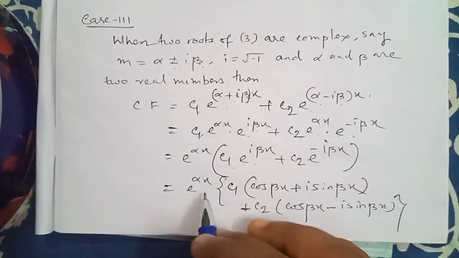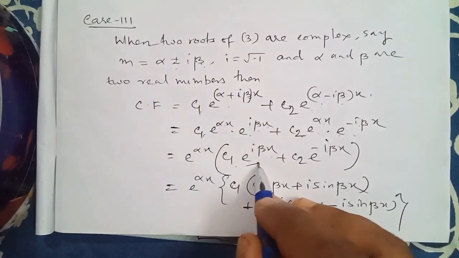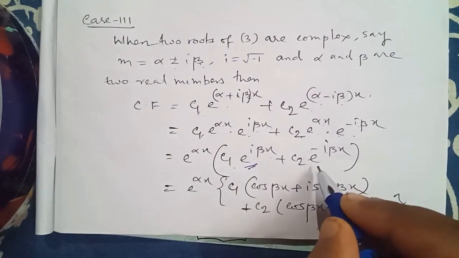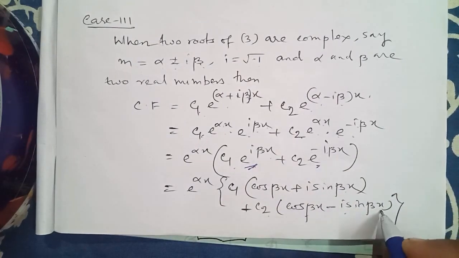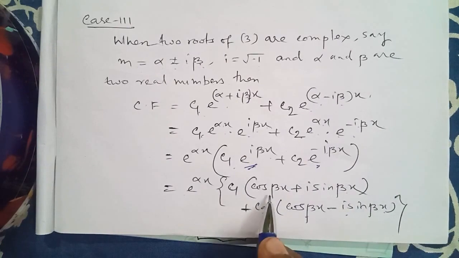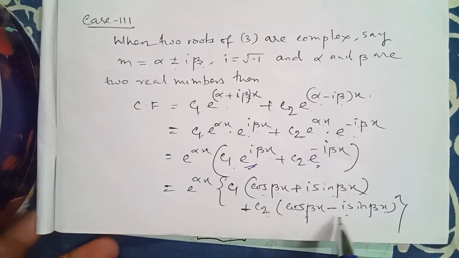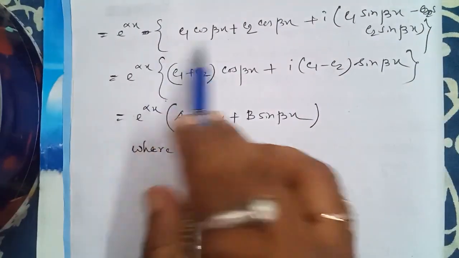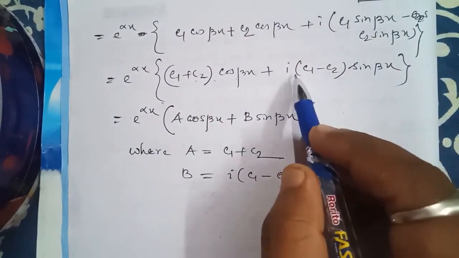e to the power alpha x into c1 into cos beta x plus i sin beta x, which is the value of e to the power i beta x. What is the value of e to the power minus i beta x? c2 into cos beta x minus i sin beta x. If we take cos beta x as common, then c1 plus c2 into cos beta x. If we take sin beta x as common, then it stands i into c1 minus c2 into sin beta x. See this: c1 plus c2 into cos beta x plus i into c1 minus c2 into sin beta x.